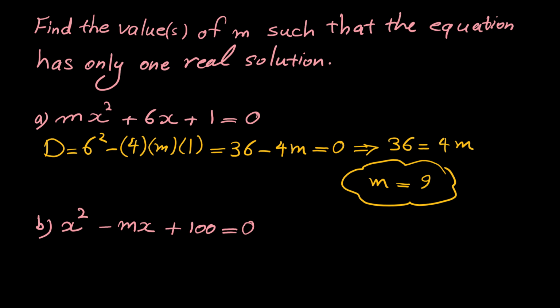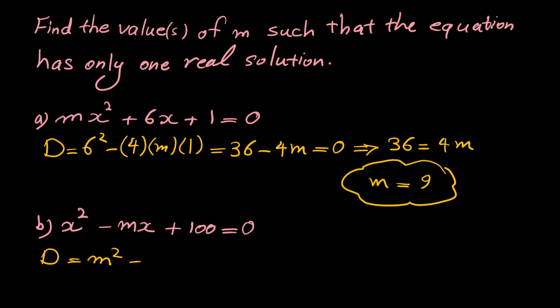Look at the next example. The process is the same. First, we have to find the discriminant. Discriminant is b². What is b here? b is negative m. Negative m squared is m² because raising to the 2 cancels the negative. So b² is m².